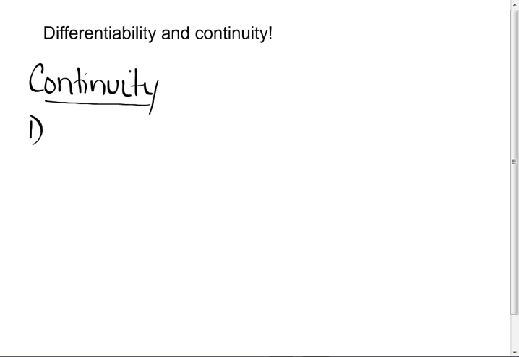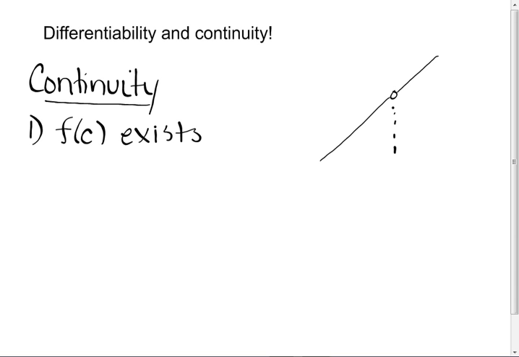If I want a function to be continuous at some value, c, f of c exists. Because how can a function be continuous if there's a break in the graph? So if this is my situation, that's not continuous at c because there's a break in the graph. So you can't have any breaks in the graph. What else has to be true? What about this situation? Well, but how do you say it mathematically?